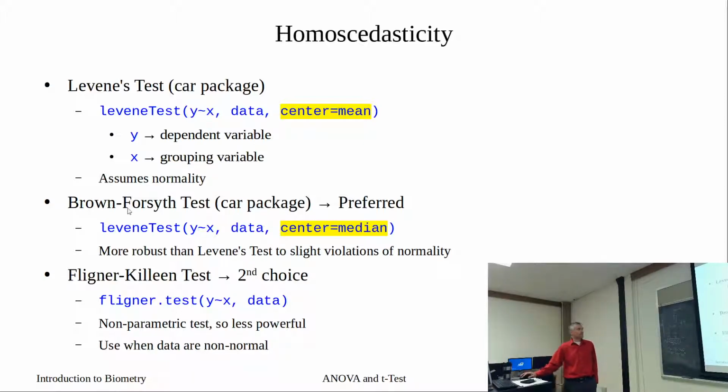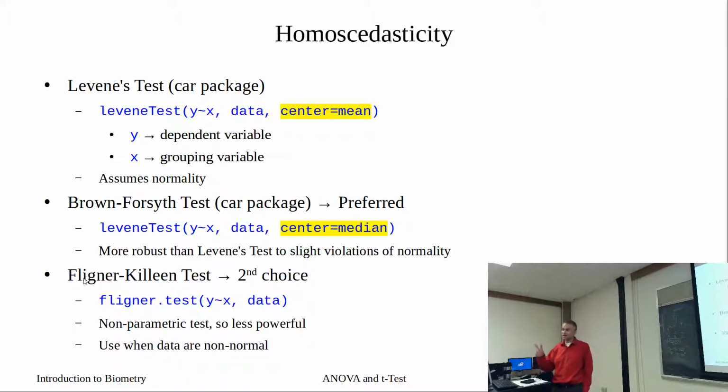Because of that, I prefer to run the Brown-Forsythe test. Same exact function, leveneTest, but we change our center to median. So the formulas are basically the same, it just depends on where we're testing our variances from. Are we testing around the mean, or are we testing around the median? Most people suggest doing the Brown-Forsythe test because it is more robust to these slight variations of normality, which ANOVA is really good against. All right. Both of these are in the car package, so you already have the car package loaded for the QQ plots. Nothing else we have to do to get access to these tests.